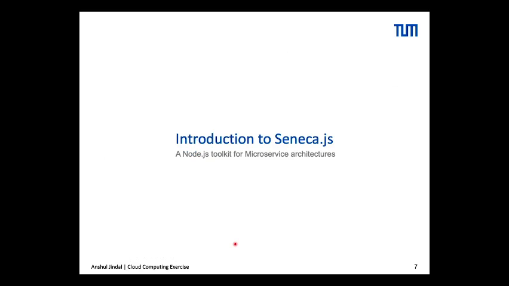The next exercise is building a microservice application. For that, we are currently using Node.js. In Node.js, there are many frameworks or toolkits for building it. One of them is Seneca.js. If you like, you can use it, but you can also use other frameworks. Your solution can also be independent of Seneca.js.